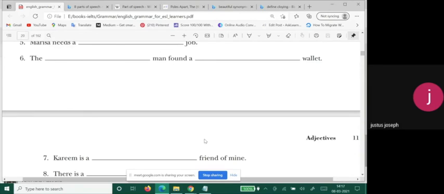Kareem is a dash friend of mine, close friend of mine. Actually, I wanted to hear this word, close friend of mine. Other words can also be used. Amazing friend of mine, a crooked friend of mine, a short-tempered friend of mine, an amiable friend of mine, friendly friend of mine. Amiable means friendly. Okay. What else?